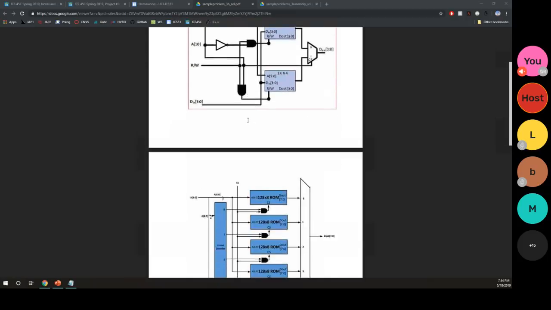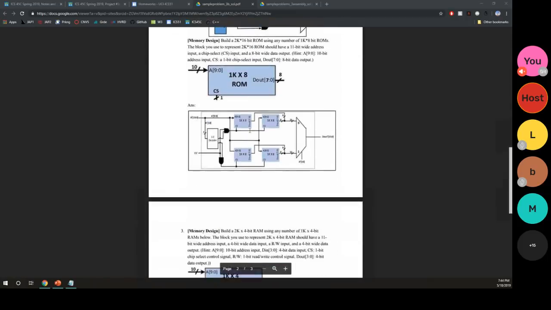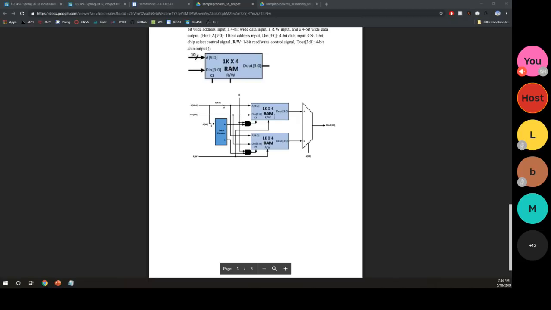Yeah, I like this. Think of the chip selector as a load. It loads this one, and then the read/write signal specifically says, am I going to read? Am I going to write? If it's enabled, then you're actually writing to it.